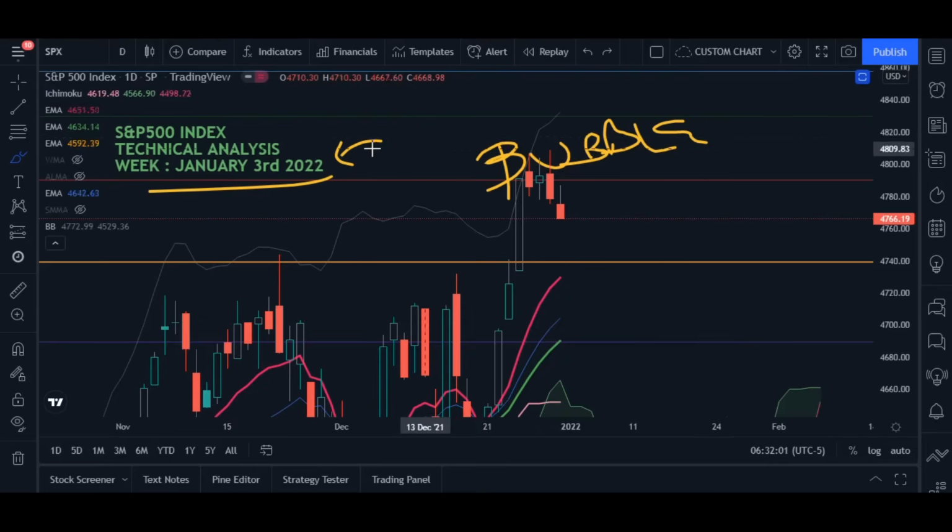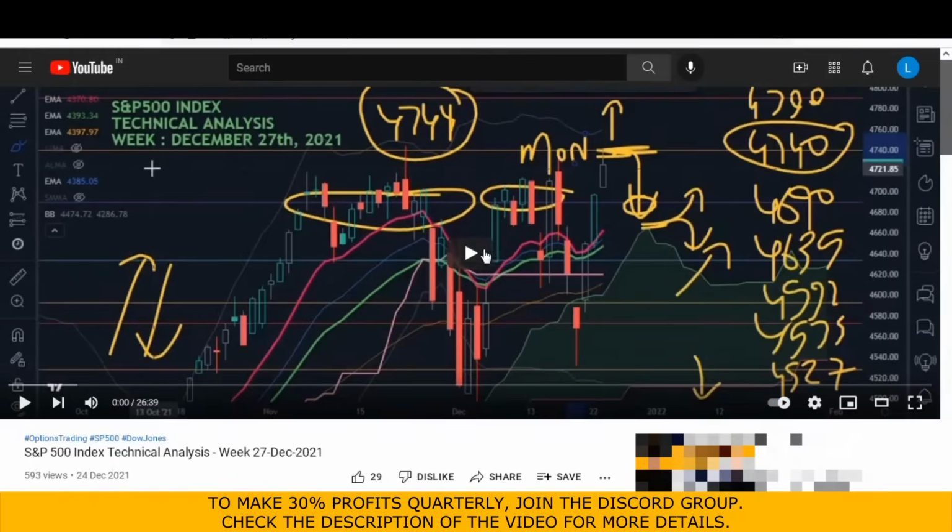I will do this technical analysis in two parts. First, I will do it on the weekly chart, and then I will do it on the daily chart. This way we will be able to get the most accurate results, as we have been getting for the last many months, if you see the previous technical analysis.